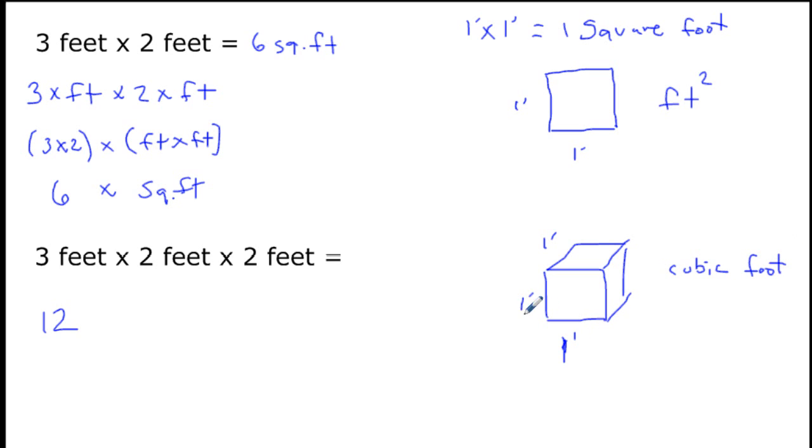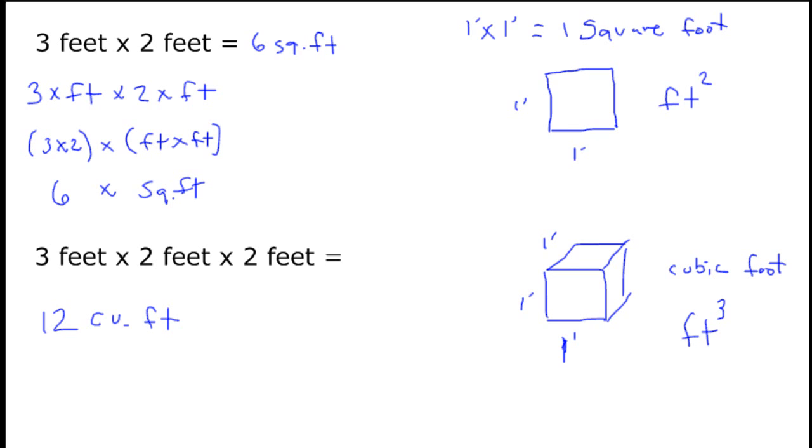So 1 foot times 1 foot times 1 foot equals 1 cubic foot. You'll see that abbreviated a lot as foot to the power of 3. But again, this is just an abbreviation for cubic foot. So you still just pronounce this as cubic foot. So our answer here is going to be 12 cubic feet. That's it. That's a measurement of volume, 12 cubic feet.